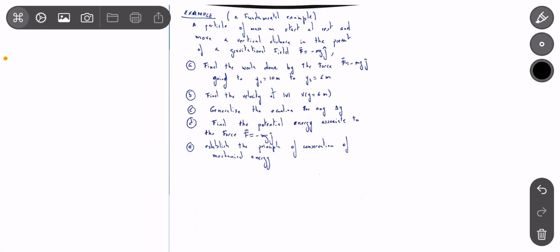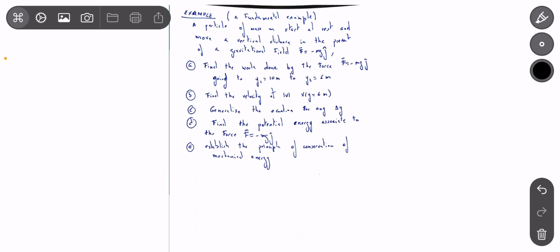Next problem: a particle of mass m starts at rest and moves a vertical distance in the presence of a gravitational field, which is F equals negative mg j. Now we're looking to find the work done by the force, from the original equation I just gave you, going from y1 equals 10 meters to y2 equals 6 meters.